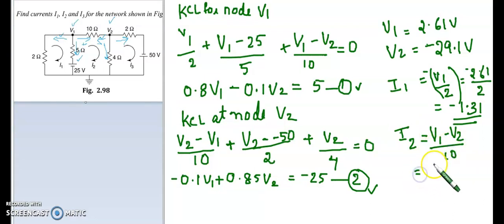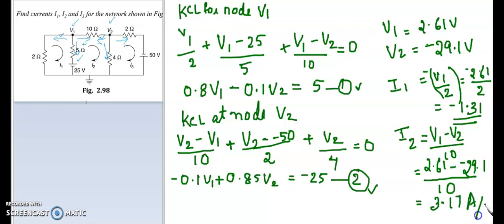We know V1 and V2, that is 2.61 minus V2, which is minus 29.1, divided by 10, that is equal to 3.17 ampere. Okay, that is I2. And now going for I3.